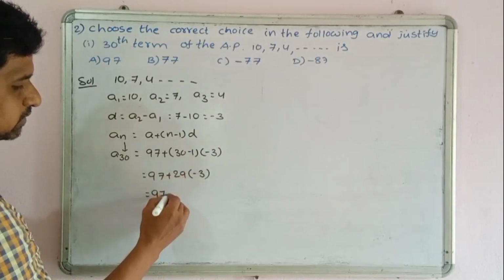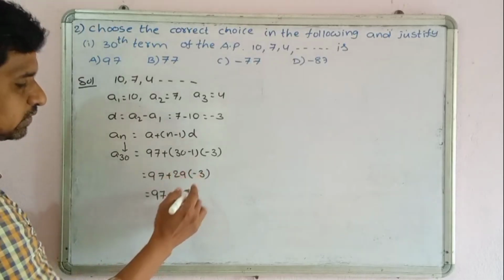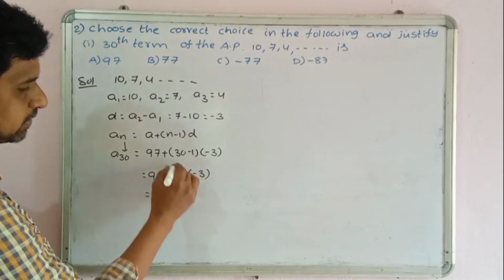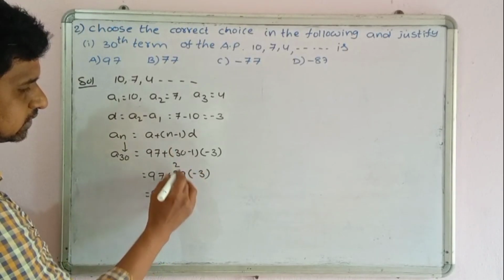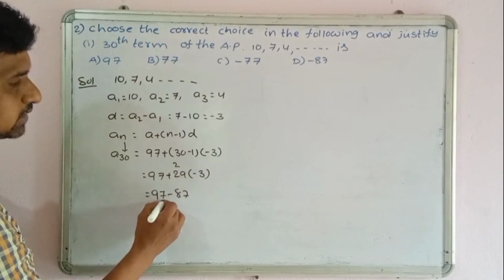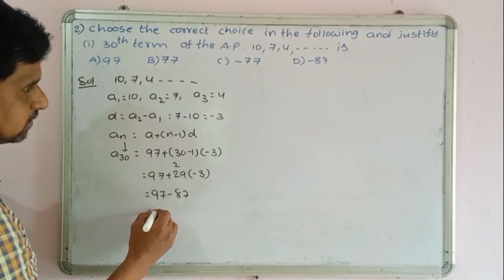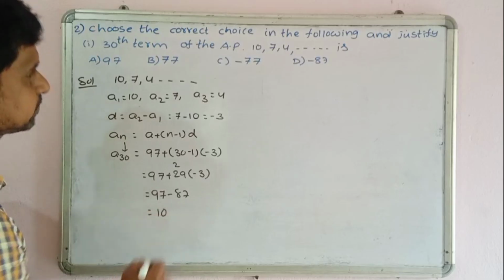10 plus, into minus, 29 into 3. 3 nines are 27, 3 twos are 6, 6 plus 2 is 8, so 87. So 10 minus 87 is minus 77.